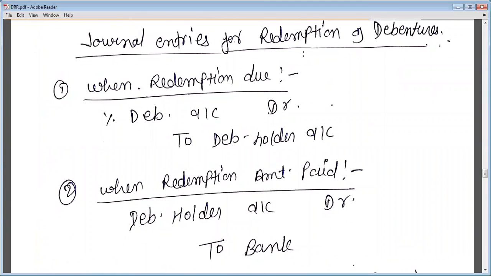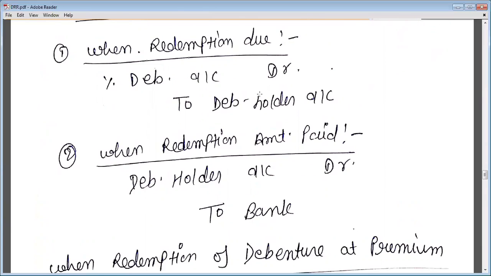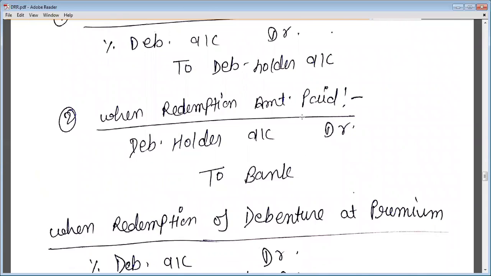See the general entries on redemption of debenture. So these are the general entries for redemption of debenture. When redemption is due, what entry will be passed? Percentage debenture account debit to debenture holder, and second entry when redemption amount is paid, debenture holder to bank. These two entries will be made.